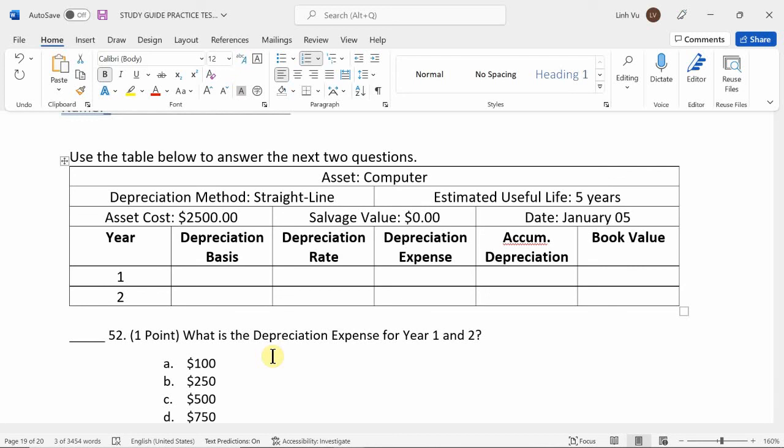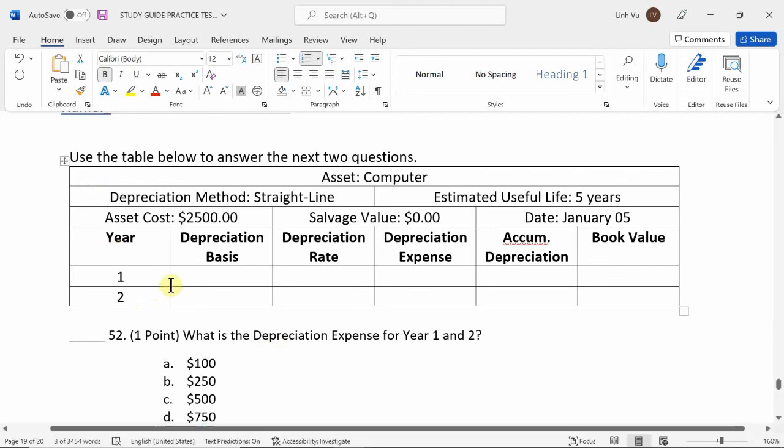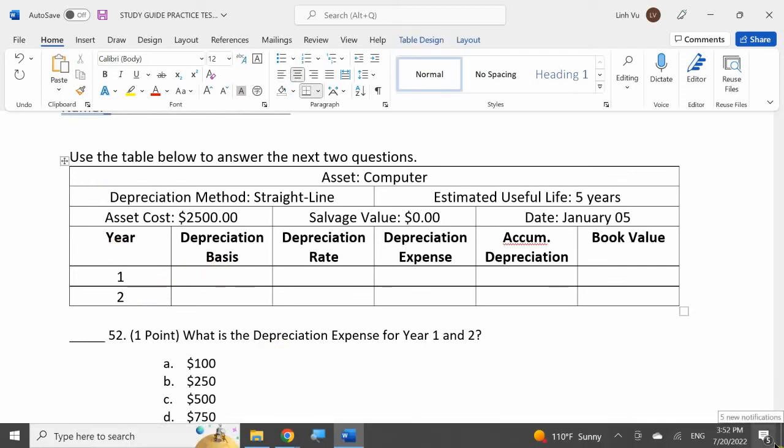Your asset cost is $2,500. Your salvage value is 0. Your estimated useful life is 5 years. And the date that you placed into service was January 5th. So if I were to depreciate it based on years, what would my depreciation basis be? 2,500, right? Because it's going to be your asset cost minus salvage value, and there's 0 for salvage value. So you're going to be starting off with $2,500.